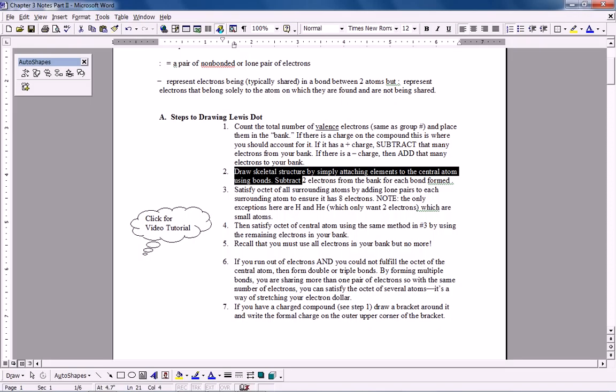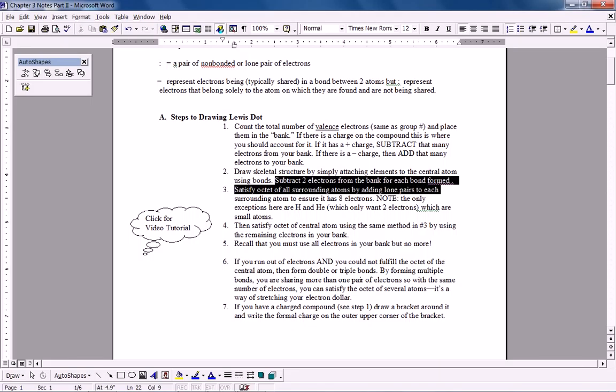Once you do build that skeletal structure by putting those straight lines like they are, like this one up here, then what you want to do is, of course, subtract those 2 electrons, because each one of those bonds comes at a cost, and that's a cost of 2 electrons. So for each bond formed, we'll subtract 2 electrons.